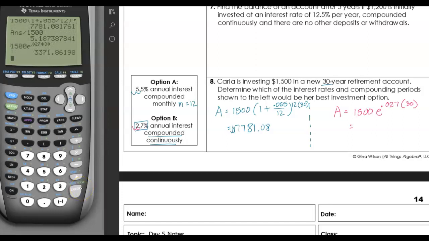Okay, so clearly here option A is better. If she was to invest in the second account, she would only be a little over doubling her money, which is still decent. But obviously, multiplying by 5 is where she should put her money. That's what's going to make her retire with the most.